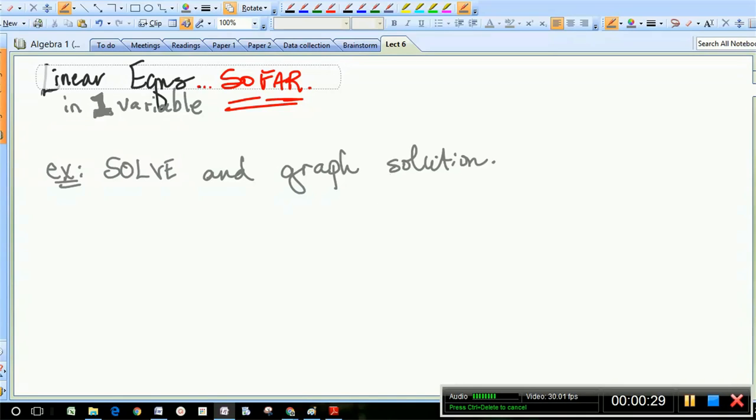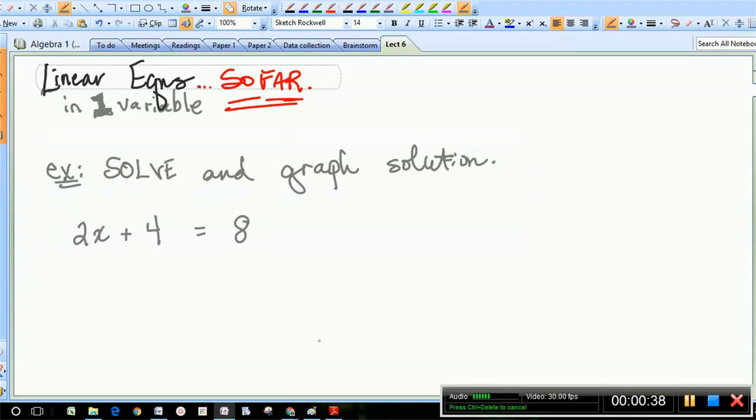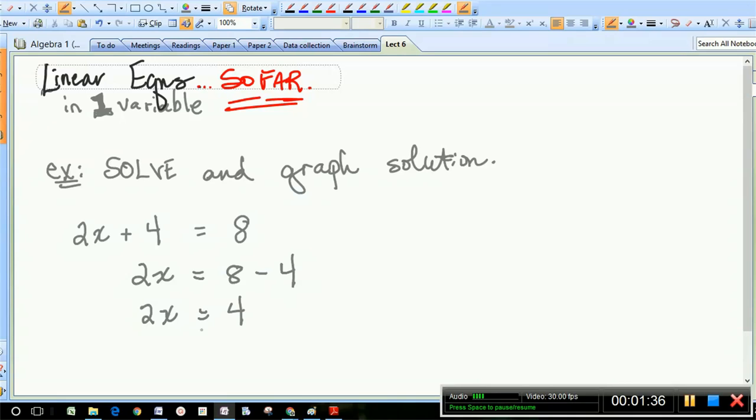But let me look at an example here. A simple one where we're just solving for one single solution. So let's take 2x plus 4 is equal to 8, for example. Of course, the goal is to isolate x, right? We want x equal to some number. And we'll have 2x is equal to 8 minus 4. Of course, you can just subtract the 4 from the other side if you would like, and you'll have this. And so we have to divide by 2 on both sides, right? Or you can just say that this is 2, 4 divided by 2 will be 2. At any rate, so our solution is 2.